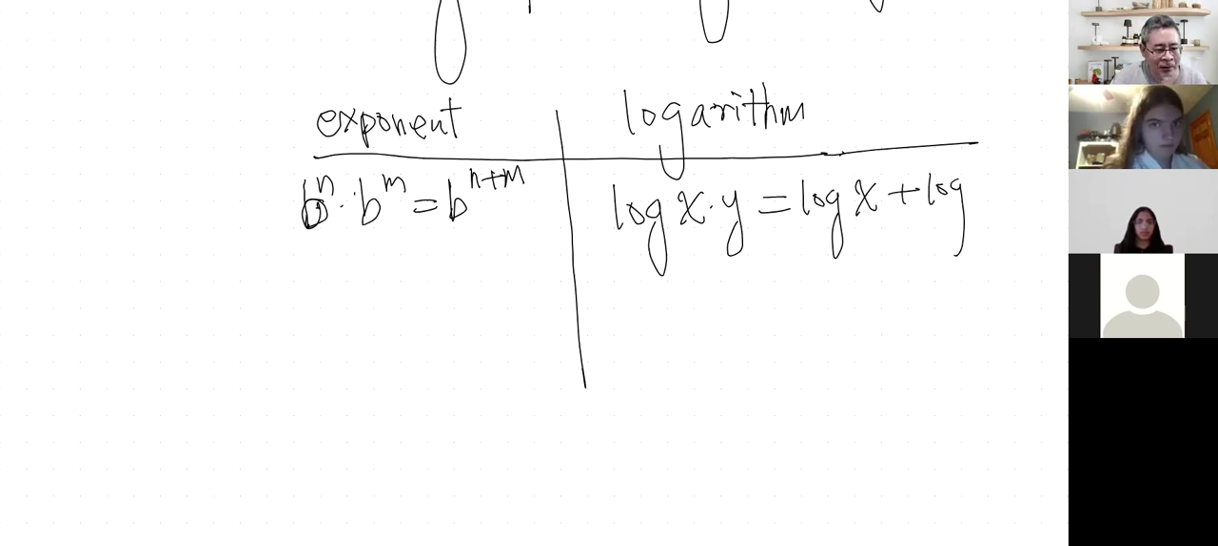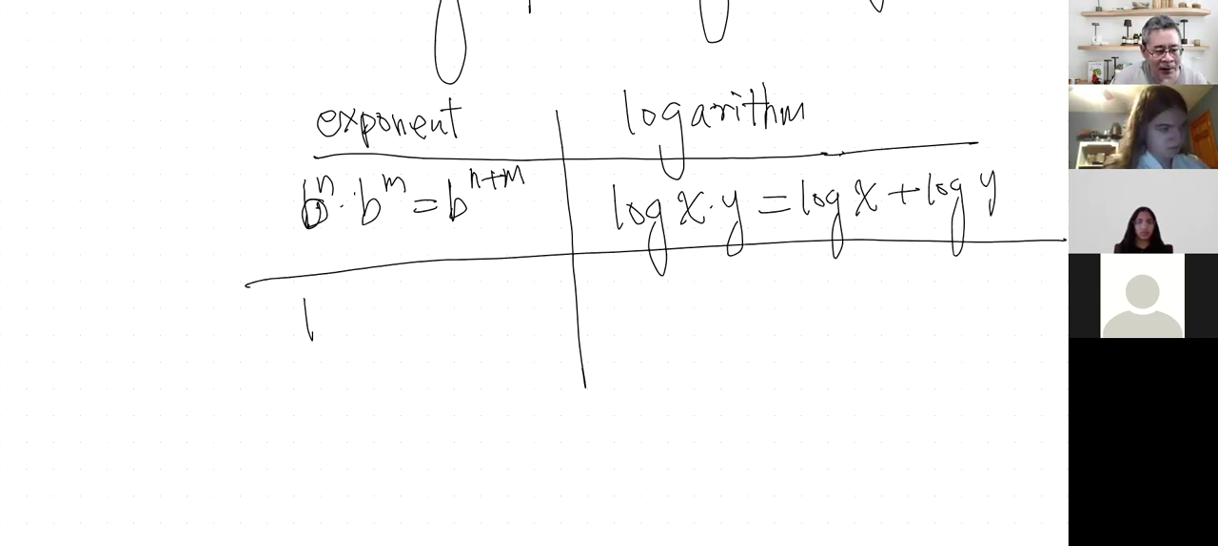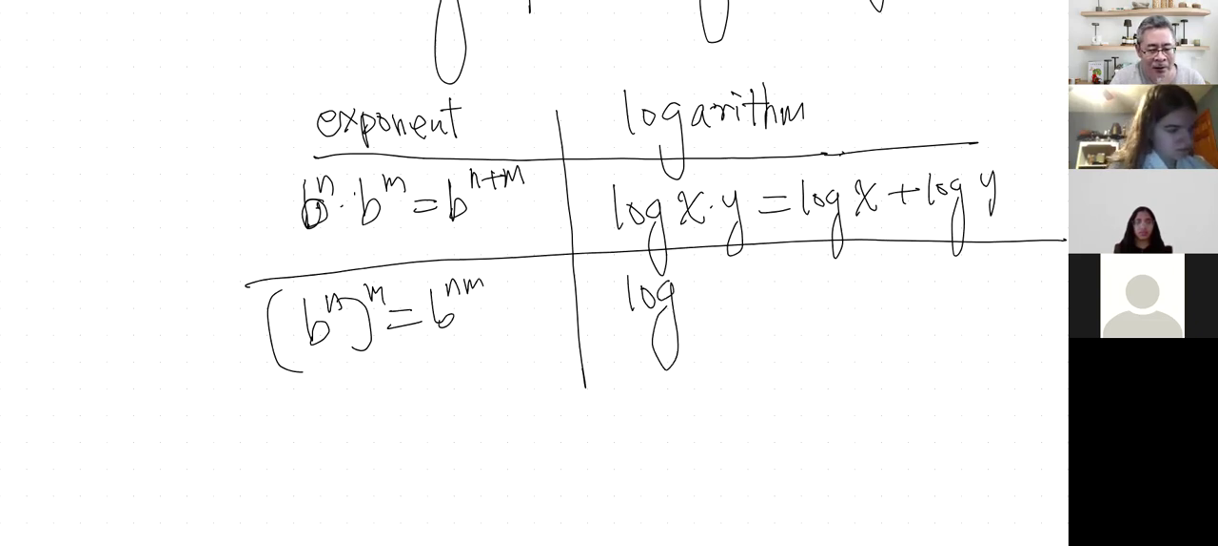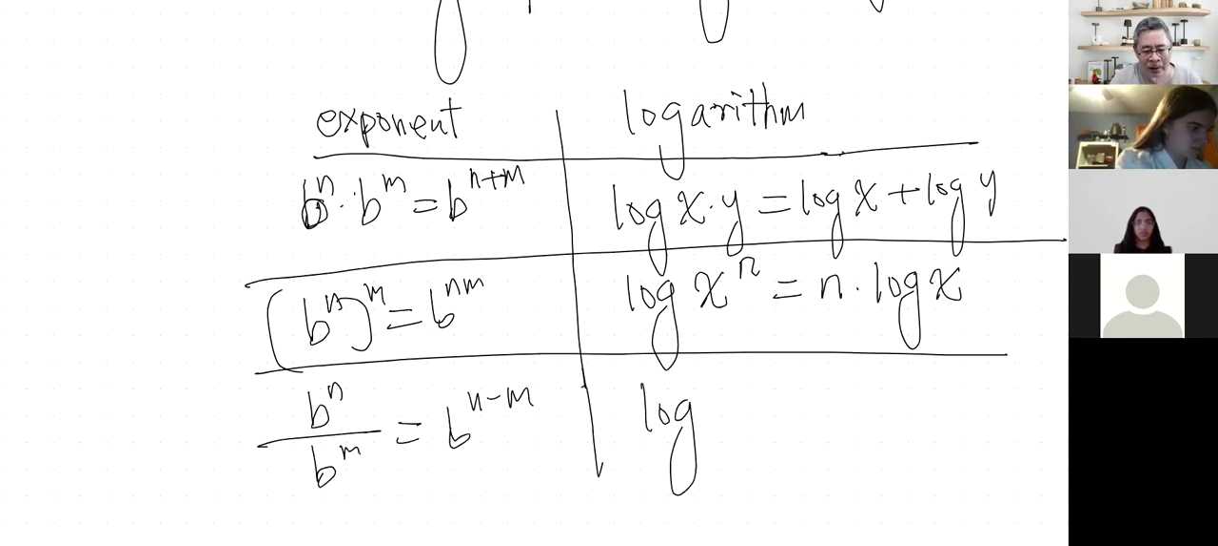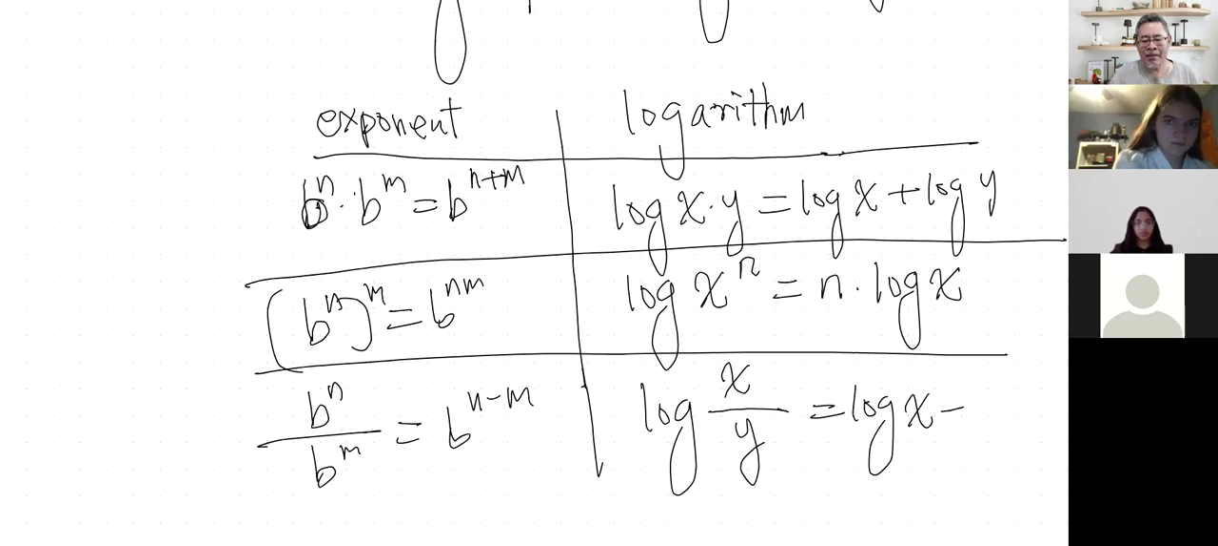That's the first one. Then we got b^m over b^n. So log x to the nth power equals n log x. And lastly, m minus n: log x over y gives us log x minus log y.